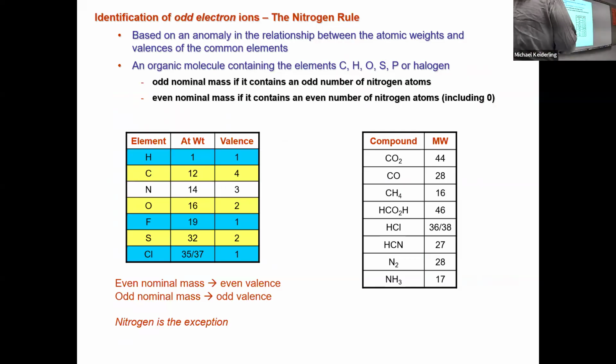There's the nitrogen rule. Based on an anomaly of the relationship between atomic weights and the valences of common elements, an organic molecule containing the elements carbon, hydrogen, oxygen, sulfur, phosphorus, or halogen has an odd nominal mass if it has an odd number of nitrogen atoms, and an even nominal mass if it has an even number of nitrogen atoms.